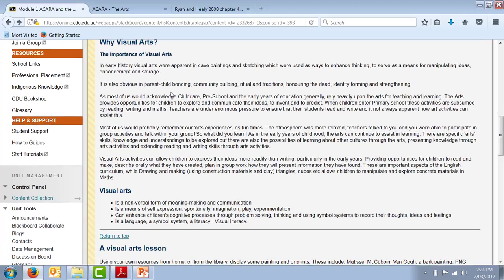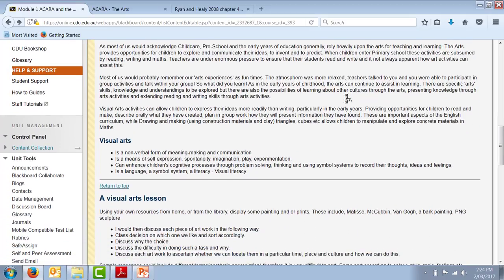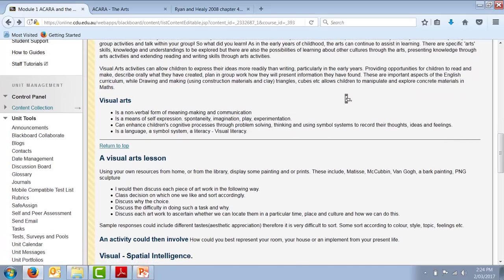It's obvious in its link between parent and child bonding, community building, rituals and traditions, as well as honouring the dead and forming and strengthening your own identity. So it's a non-verbal form of meaning making and communication, is a means of self-expression, spontaneity, imagination, play, experimentation. It can enhance children's cognitive processes through problem solving, thinking, and using symbol systems to record their thoughts, ideas, and feelings, and is a language, a symbol system, a literacy, which is a visual literacy.